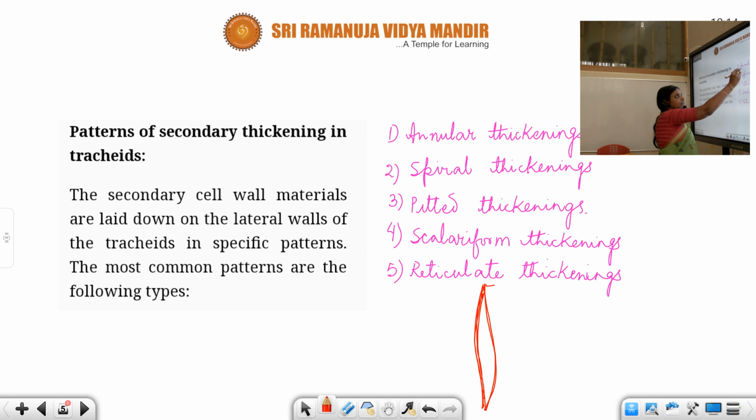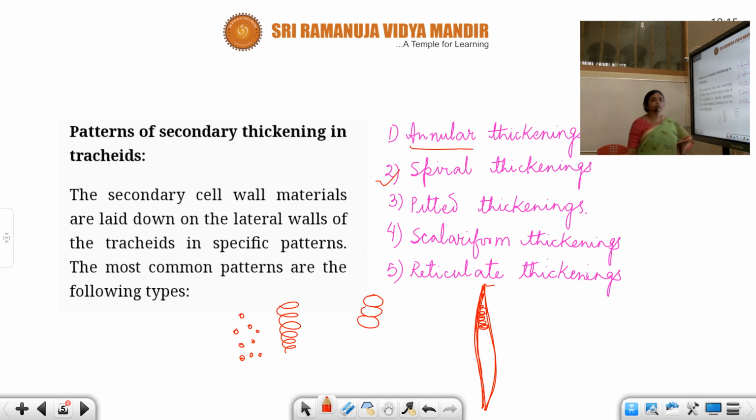And when I say spiral thickening, spiral means like a spring. It is coiled like a spring. That is called spiral thickening, the second one. And pitted. Pitted means, I explained to you, small pores or holes are present. That is called a pitted structure. If small pores are present on the walls, that is pitted. Scalariform thickening. Scalariform means ladder-like, in this manner, ladder-like.